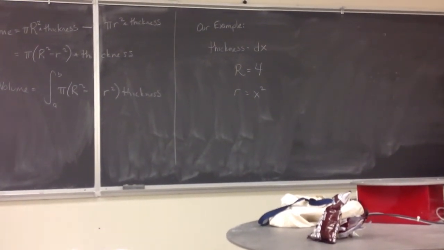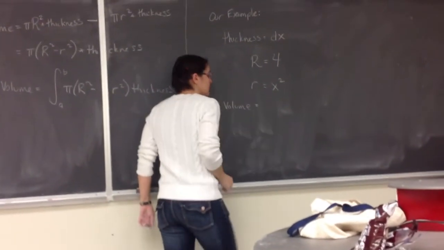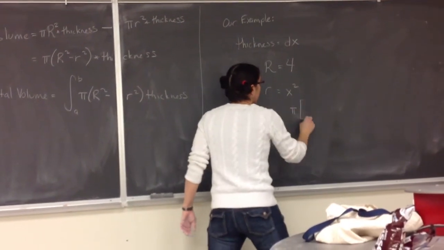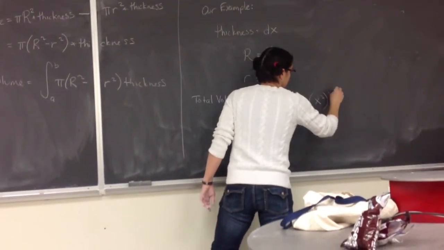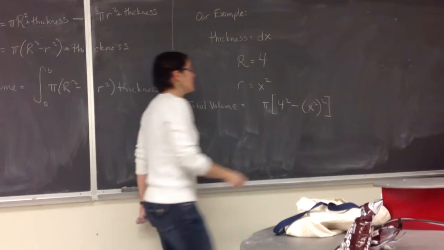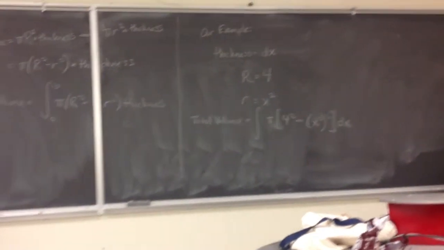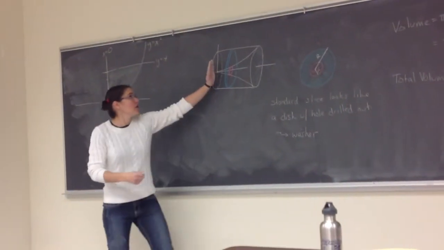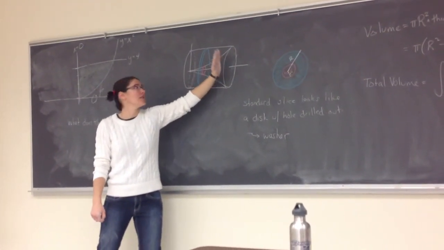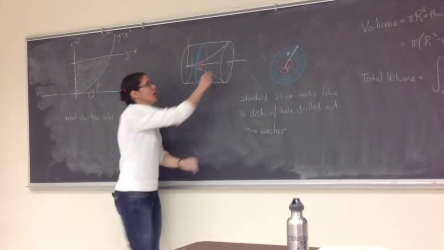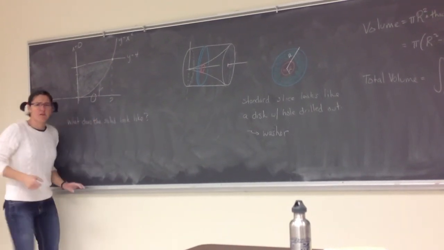Okay, so now let's put all this information together. Our total volume is going to be pi times our big R squared, so that's 4 squared, minus our little r squared, so that's x squared quantity squared, times our thickness, which is dx, and we're going to add up all of those washers. In our picture, our washers are starting at an x value of 0, slice, slice, slice, slice, until we hit the end of our solid. Now, where did that occur? Well, that occurs at whatever x value this is.